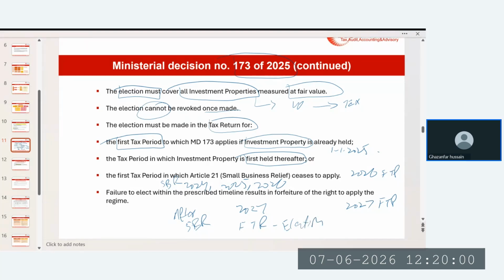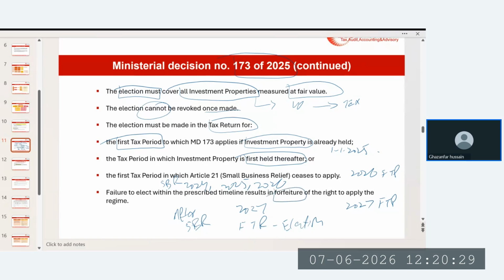SBR in terms of filing is maybe very easy, but what are the advantages or disadvantages towards the company? That is very important; that we have to focus on. We learned before also, and of course we will cover it separately under SBR. Today our topic is not SBR. Failure to elect within the prescribed timeline results in forfeiture of the right to apply the regime.